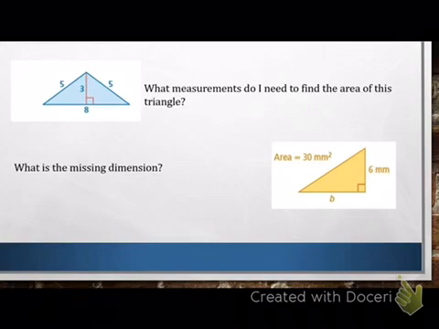All right, now let's look at this triangle. What measurements do I need to find the area of this triangle? They've given us measurements on every side. We have height, we have a base, we have 2 sides. What measurements am I going to need to solve this using my formula? A equals 1/2 B times H.